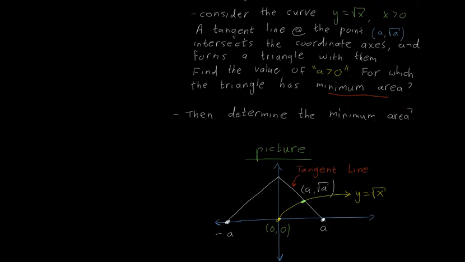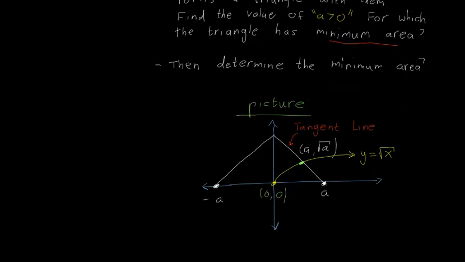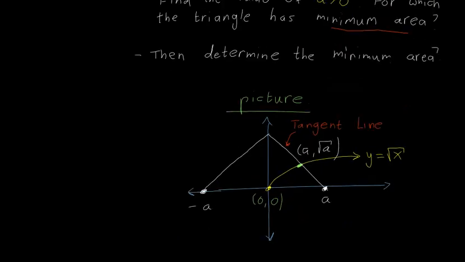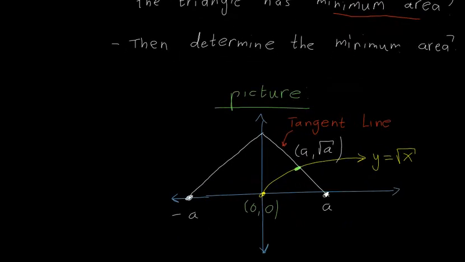So let's look at the diagram to this problem. We're given a curve, as it says in the question, root x, and the tangent line at the point a, root a, intersects the coordinate axes and forms a triangle. Find the value of a strictly greater than 0 where there's minimum area. That's part A, and then part B is to determine the minimum area. So I drew the diagram.